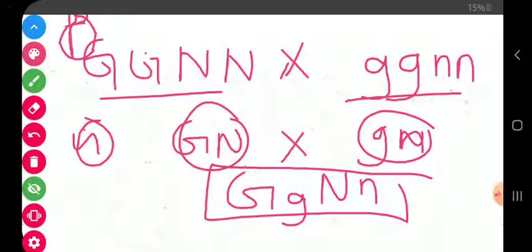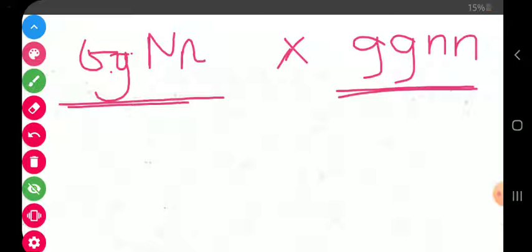Now comes the problem. Now Mendel is saying, okay, so simple. Why are you giving these kind of questions to me? This is too simple for me, he says, right? So we are doing a test cross now. You know what a test cross is? I gave you the definitions. Now, what kind of gametes can you form?